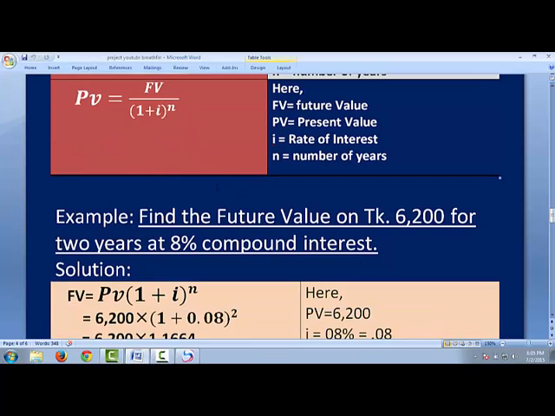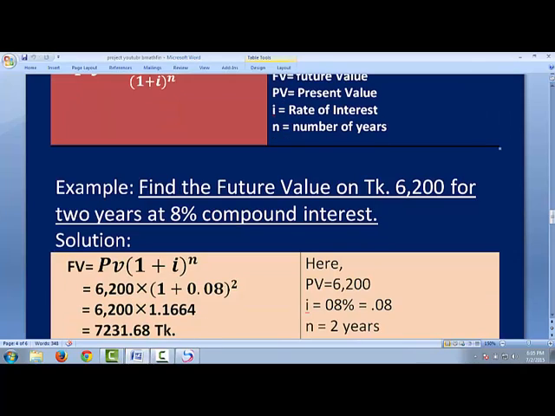Let's discuss an example. Find the future value on taka 6,200 for 2 years at 8% compound interest. You have to understand about the interest, whether it is compound or simple. If there is nothing written, whether compound or simple, you have to understand that it is compound interest. If it is simple, it will be written that it is simple.